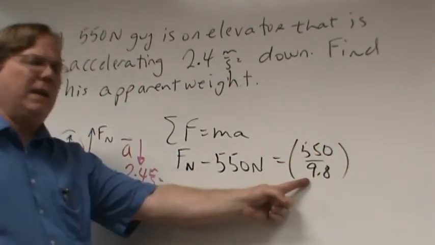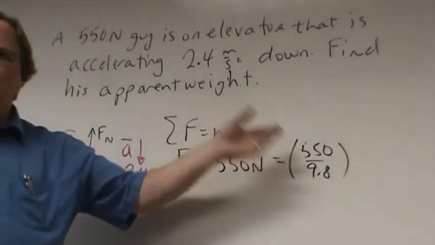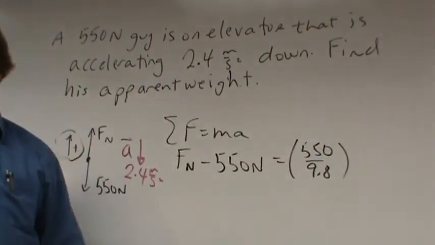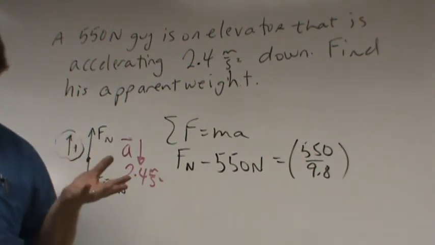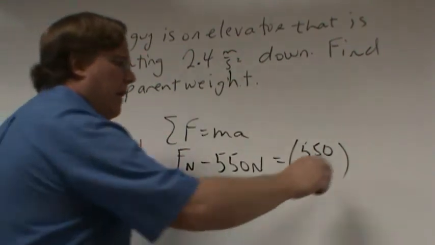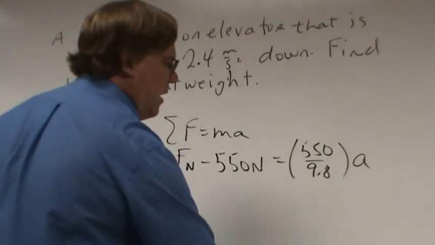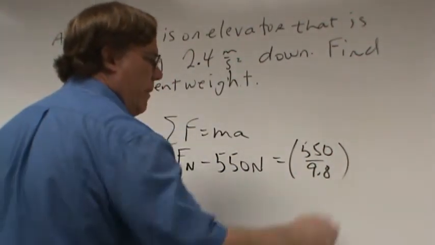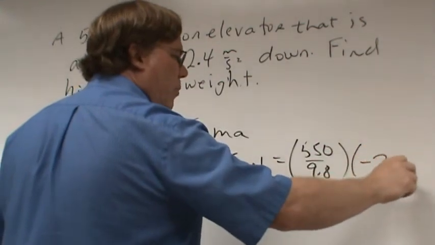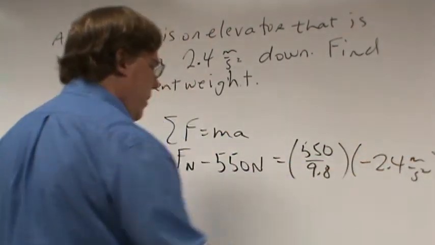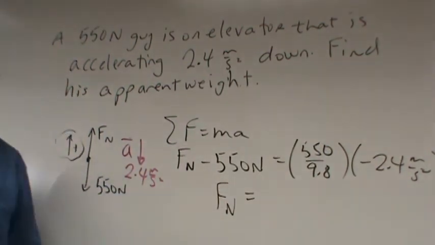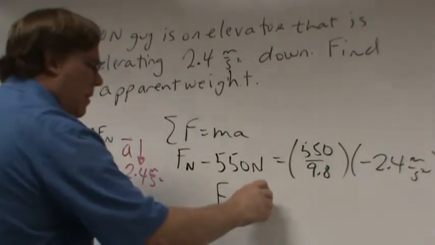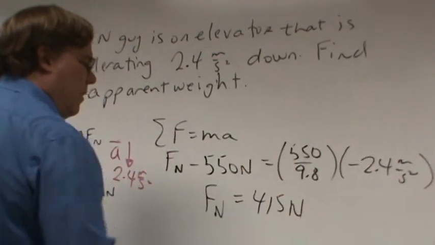And that'll never be a negative 9.8 because there's just a relationship between weight and mass. Weight is 9.8 times mass. Mass is weight divided by 9.8. And then I'm going to get the acceleration. Because he's accelerating downward, it's going to be negative 2.4 meters per second squared. And so now you solve for F sub N, and what'd you guys get, like 415? Yeah, 415 newtons. Great.